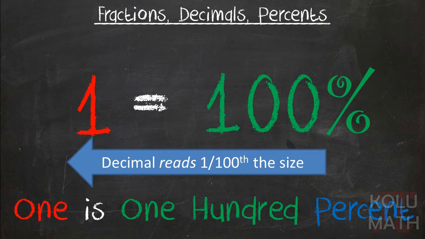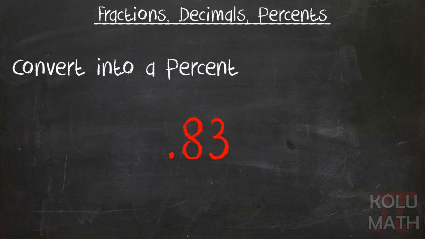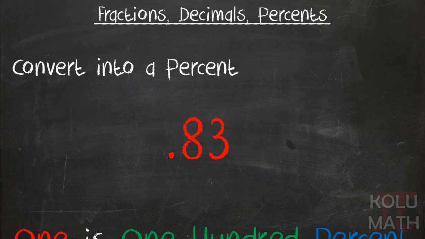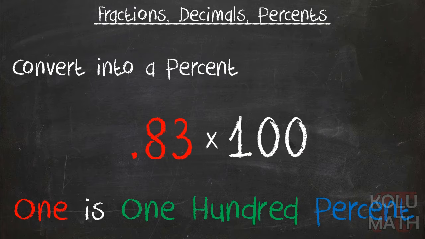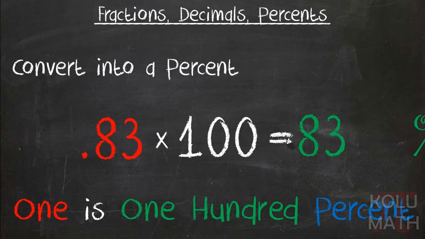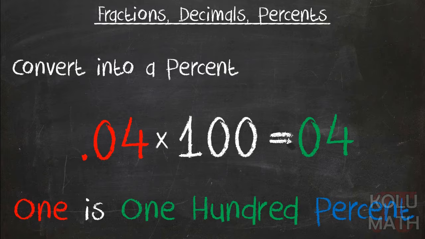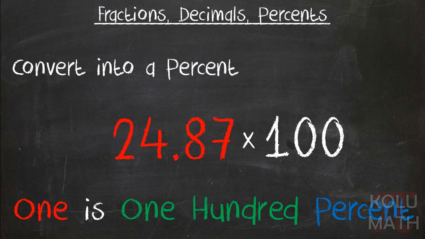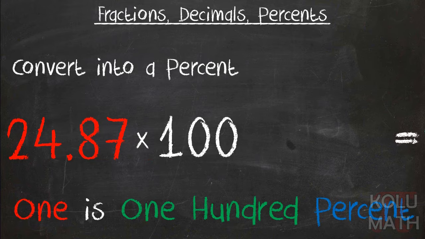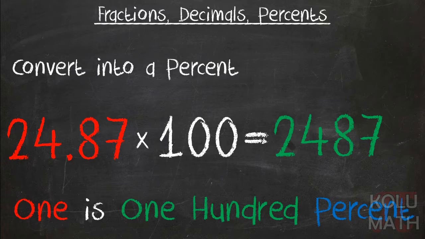Okay? So if a percent is always going to be 100 times larger than a decimal, well, if I want to convert this decimal, 0.83, into a percent, I just make it 100 times larger. That gives me 83, and I add a percent to the end, 83%. 0.04 as a decimal. Multiply that by 100, and I get 4%. Make sure I add that percent symbol. That shows everybody that I did the conversion. Even works with larger numbers, 24.87. Multiply that by 100 to convert it into a percent. That gives us 2,487%.